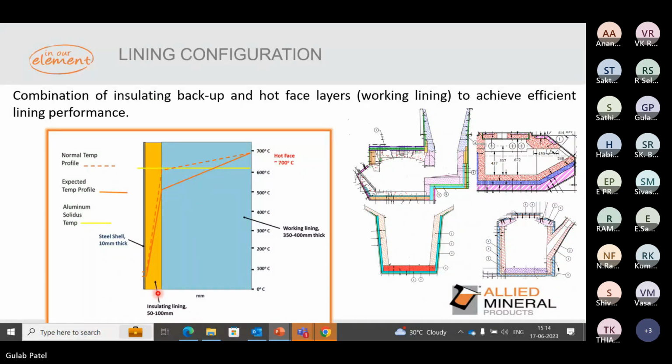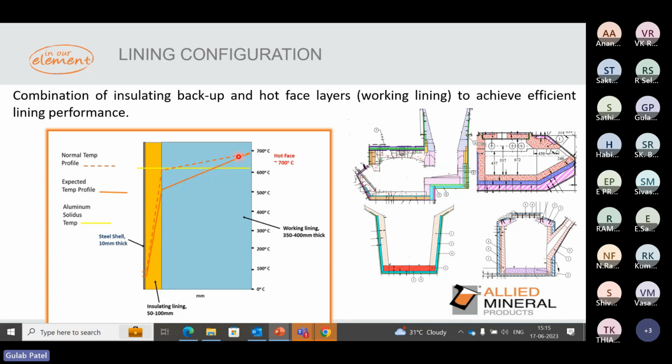Along with that, the hot phase working lining: how is it going to best affect your melting and holding application? So here we have taken a hot phase temperature, aluminum metal at about 700 C, and you can see the normal temperature profile if we have the general lining configuration. And if you see this line of aluminum solidus temperature, it shows that if somehow the metal has penetrated into the lining system, at which place the liquid aluminum is going to freeze and there is no further movement towards the steel shell.